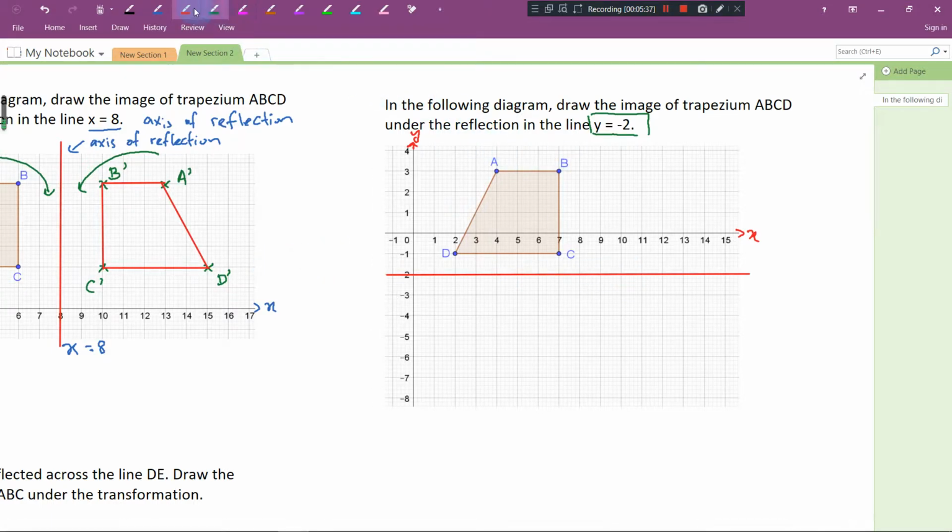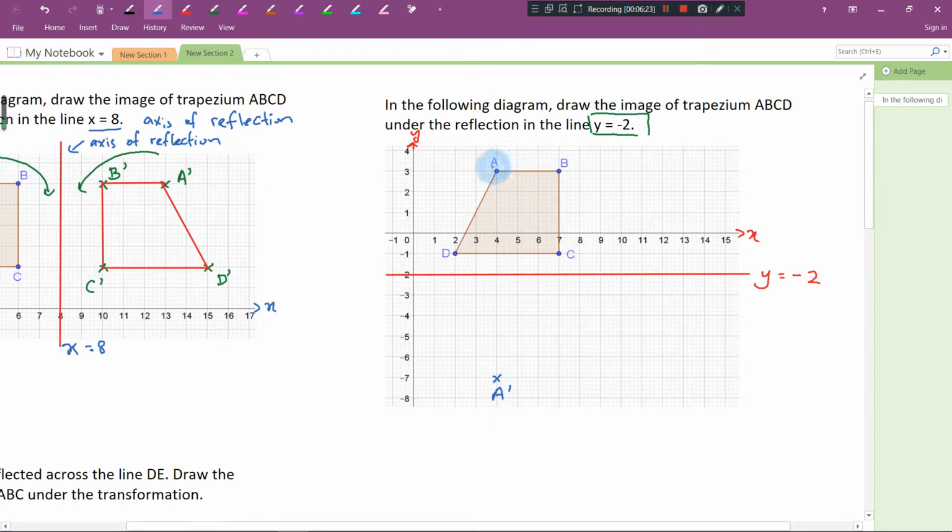The line is y equals -2. Next, just do what I showed you just now. Calculate from one vertex to the axis of reflection, then you stop and recalculate again. Let's try one more time. Now I'm going to draw the image of vertex A first. Start from here: 1, 2, 3, 4, 5. Stop and recount again from 0: 1, 2, 3, 4, 5. So this is A prime.